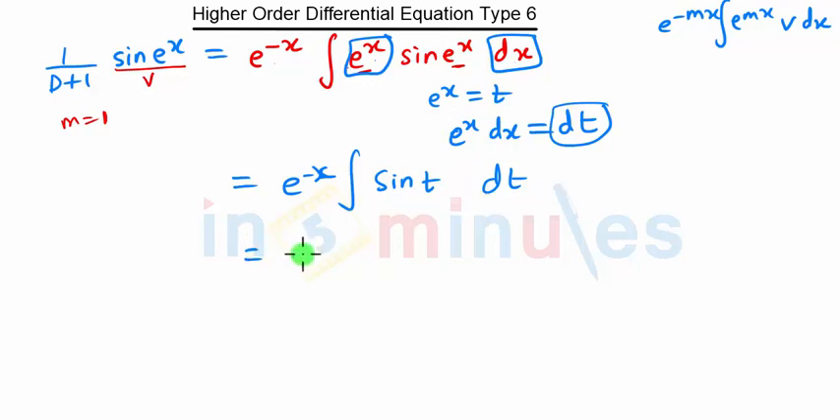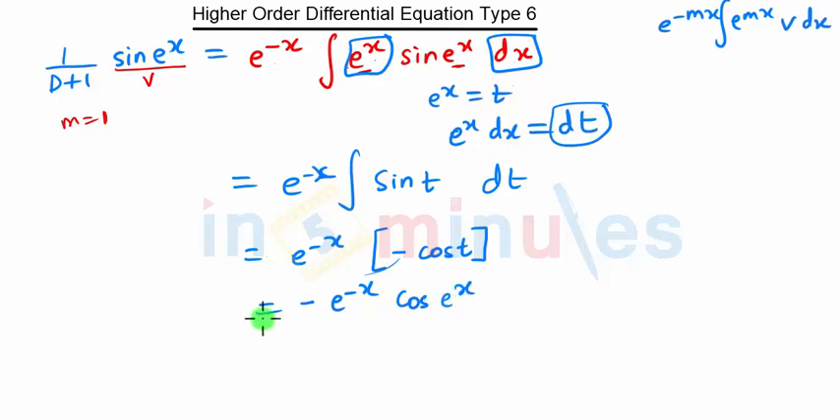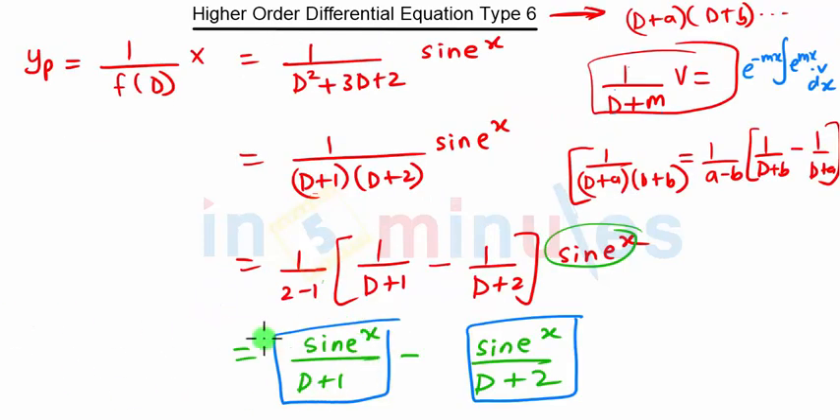So what is integration of sin t? We know that integration of sin t is nothing but minus cos t. So this minus sign can be taken outside, so it will become e^(-x) cos of... Here we have all the terms containing x, so we do not want t, so we will again substitute t equal to e^x, so it will be e^(-x) cos e^x. So this is the solution for 1 upon D plus 1 sin e^x, which is this part. So the solution for this part is minus e^(-x) cos of e^x.